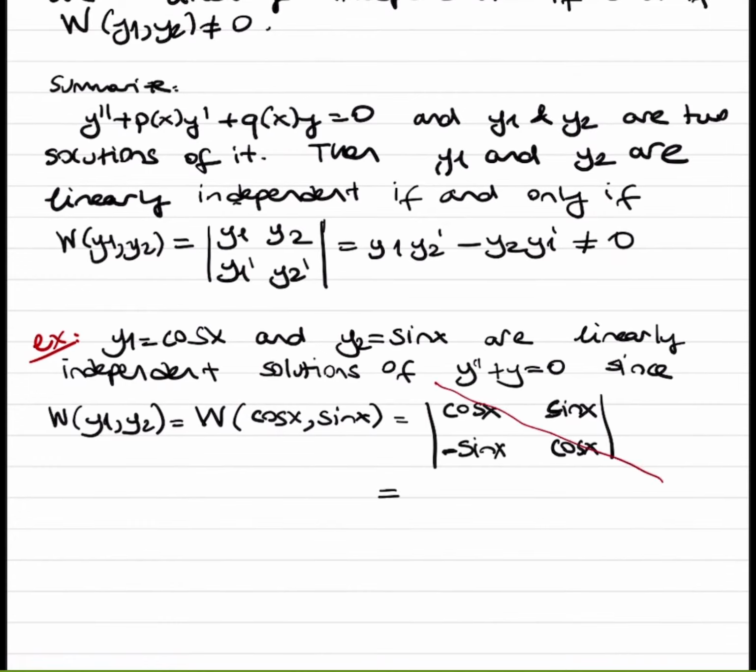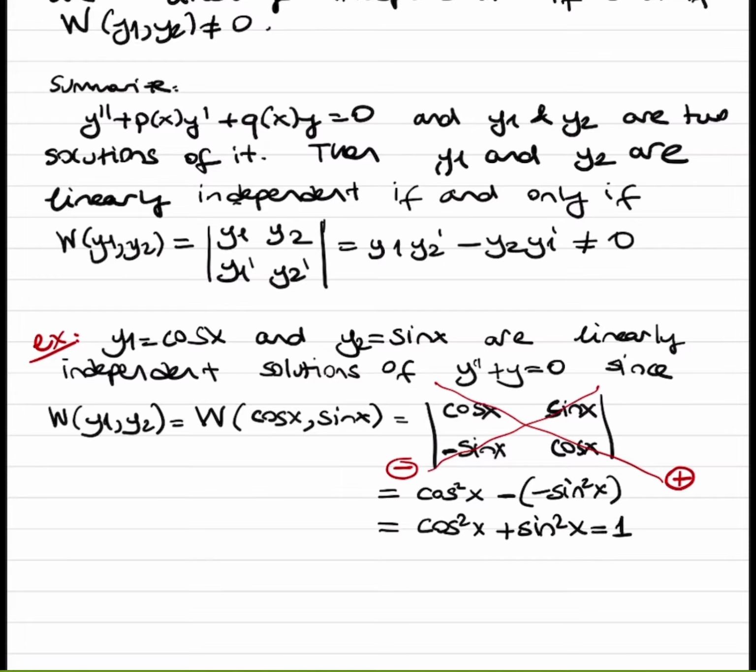Okay, we take this determinant. As I said, we multiply this and write plus, so it is cosine square x, and we multiply this and take its minus, so it is minus sine square x. So this is cosine square x plus sine square x, which is equal to 1, which is not equal to 0, right?